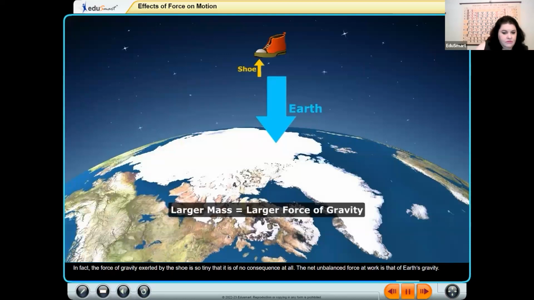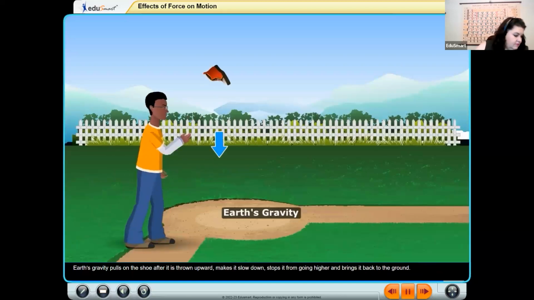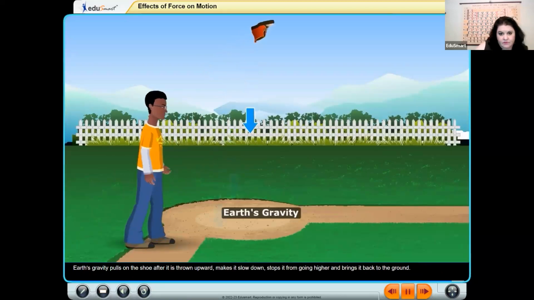In fact, the force of gravity exerted by the shoe is so tiny that it is of no consequence at all. The net unbalanced force at work is that of Earth's gravity. Earth's gravity pulls on the shoe after it is thrown upward, makes it slow down, stops it from going higher, and brings it back to the ground.